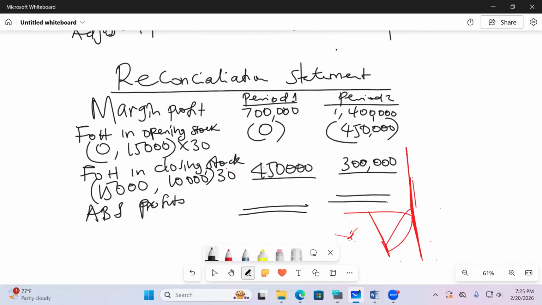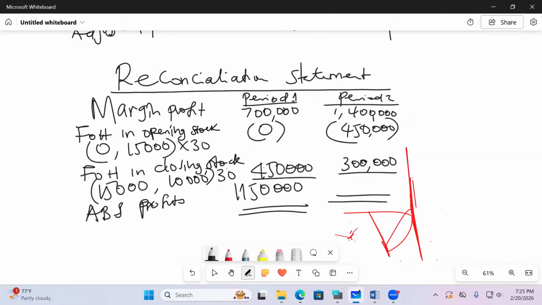Remember, ABS stands for absorption profits. So this will be 700,000 minus 0 plus 450,000. That gives us 1,150,000. And then period 2, we have 1.4 million minus 450,000 plus 300,000, which gives us 1,250,000.